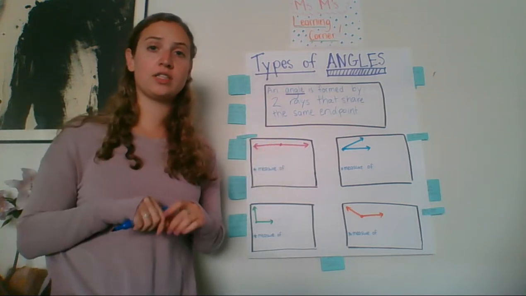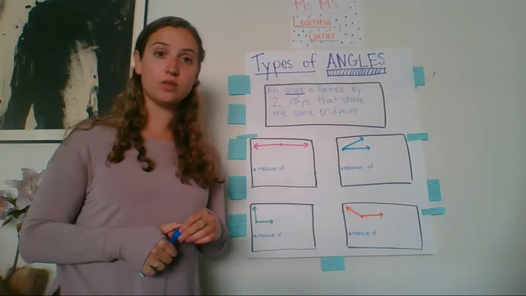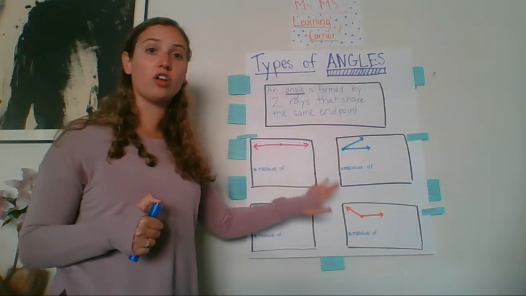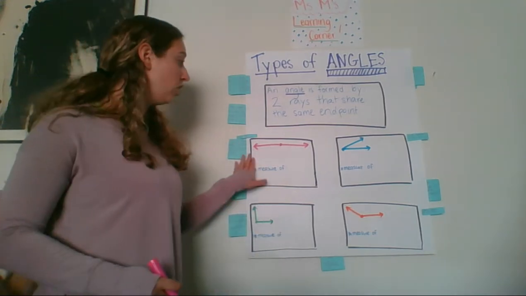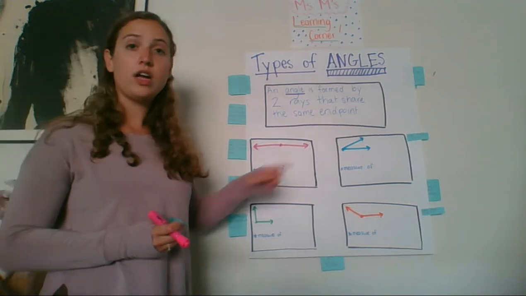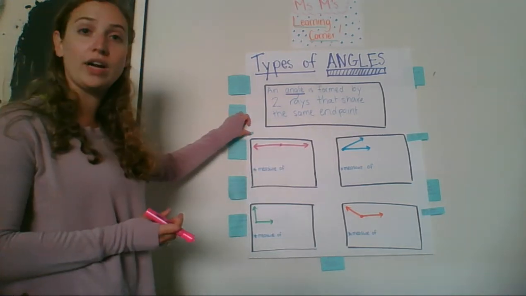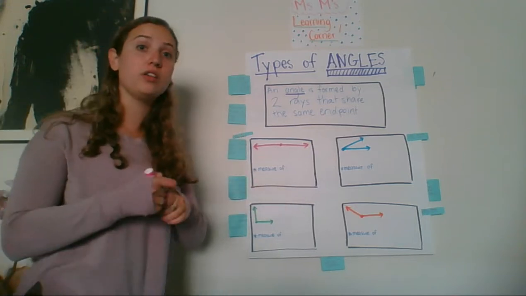So let's take a look at some of the different types of angles to help you further understand what an angle is and how they are all different. First, we are going to take a look at this angle here. This angle is what we call a straight angle. It's called a straight angle because it looks pretty straight.